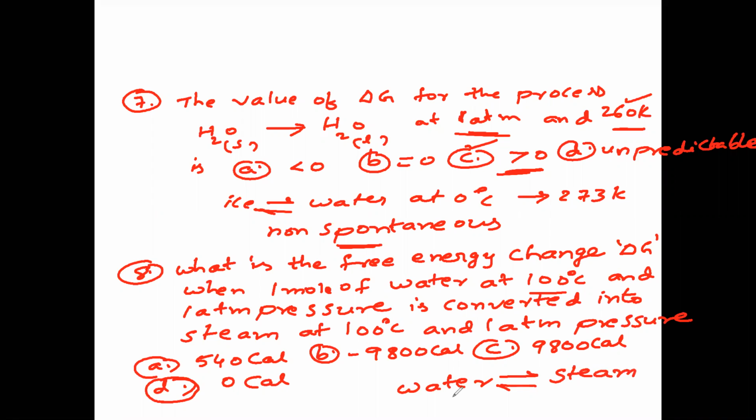One is in liquid form, another is in gaseous form. We can say it is possible at 100 degrees C, because the boiling point of water is 100 degrees C and 1 atmospheric pressure. So for equilibrium process, we can say this is the equilibrium temperature and the process is called equilibrium process. And for all equilibrium processes, if the process is at equilibrium, delta G should be equal to 0. So answer is 0 calories.